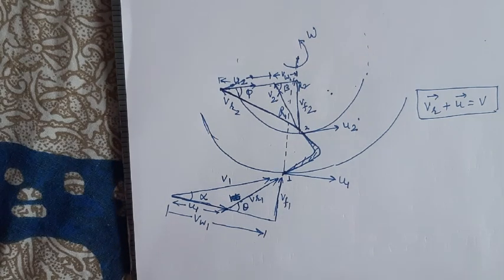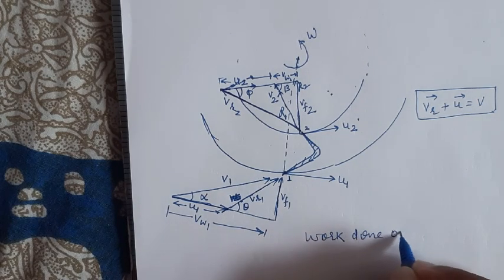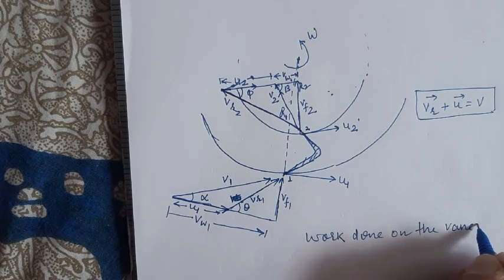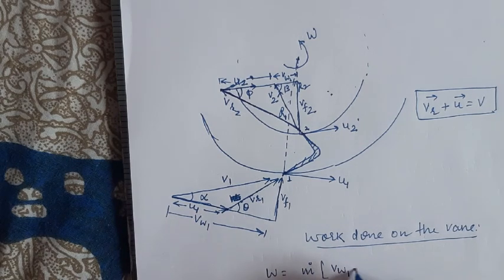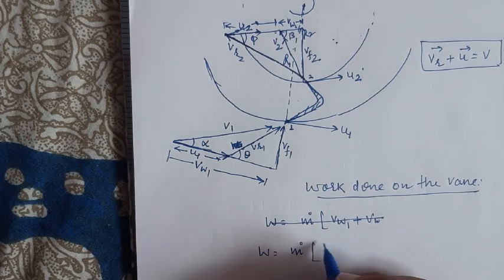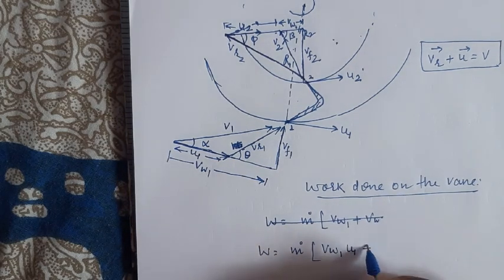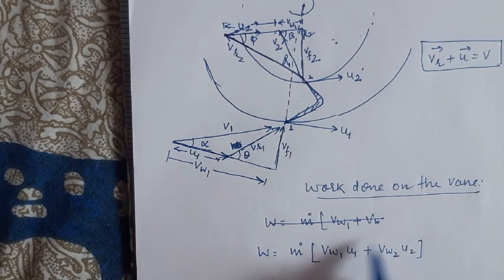Now, for this case, I am not deriving the expression, rather I am simply writing that the work done on the vane is given by W equals m dot. Now since u1 and u2 are different, we will simply write Vw1 u1 plus Vw2 u2. You yourself have to derive this expression.